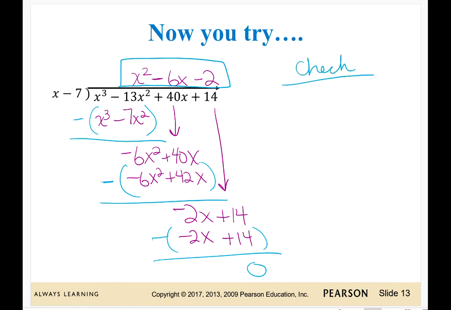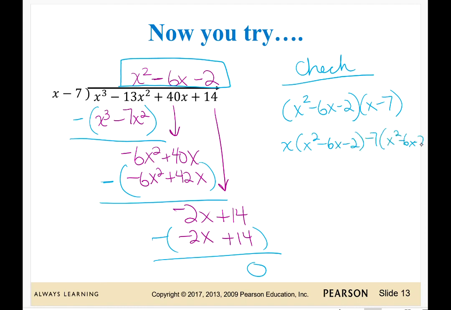So if you're going to do the check, you're going to multiply your quotient times your divisor, and then we don't have to add on any remainder because we didn't have one. So this is just a matter of a big multiplication problem. So if I'm going to take the x times all that stuff first, and then I'm going to take the negative 7 times all that stuff, let's see what happens. So I get x cubed minus 6x squared minus 2x minus 7x squared plus 42x plus 14.